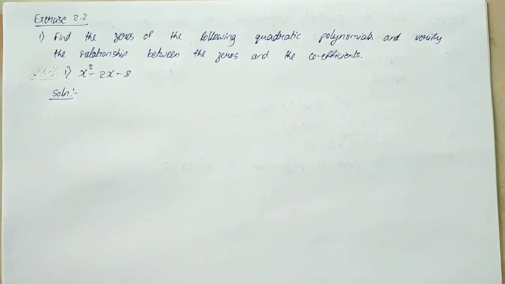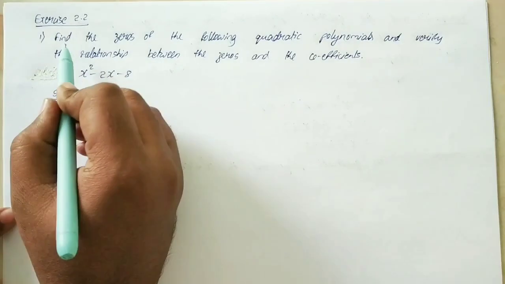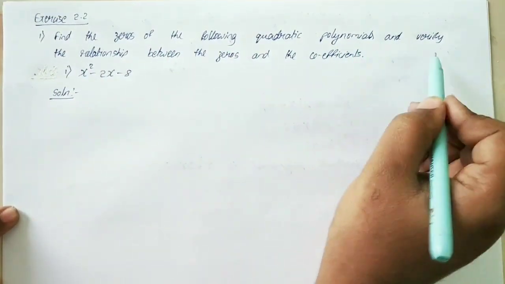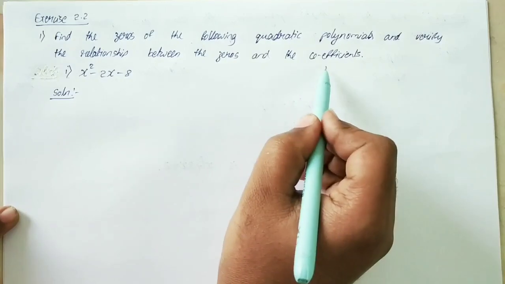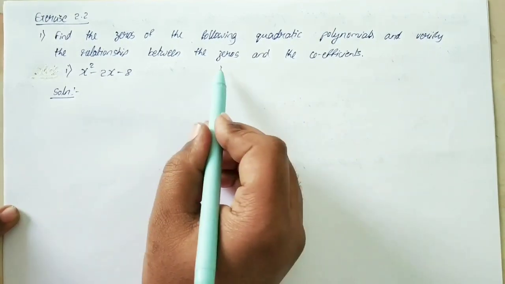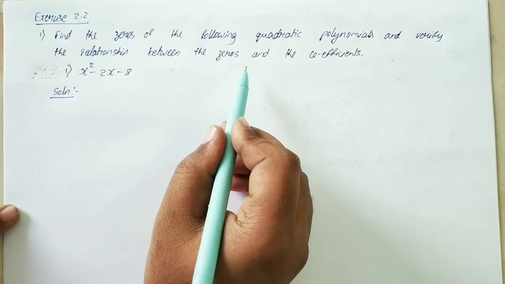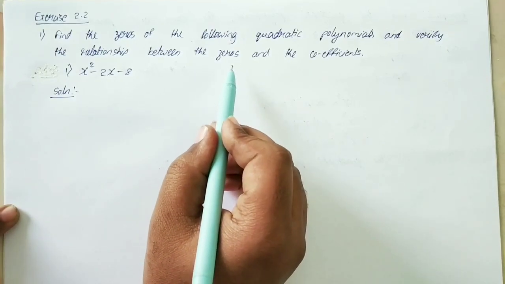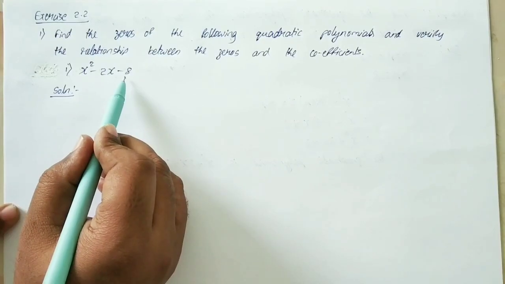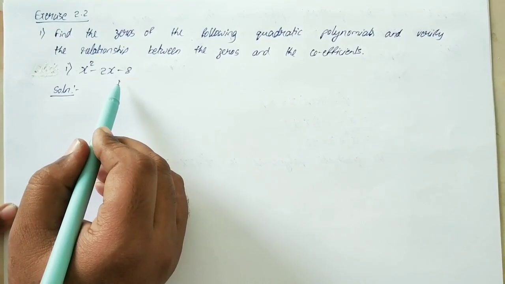Today we are going to solve exercise 2.2 of the second chapter, polynomials. In the first question, find the zeros of the following quadratic polynomials and verify the relationship between zeros and coefficients. That means we have to find the zeros of the polynomials first and then verify the zeros and coefficients. In this question we have 6 sub questions. The first sub question is x square minus 2x minus 8. So first we will solve this one.